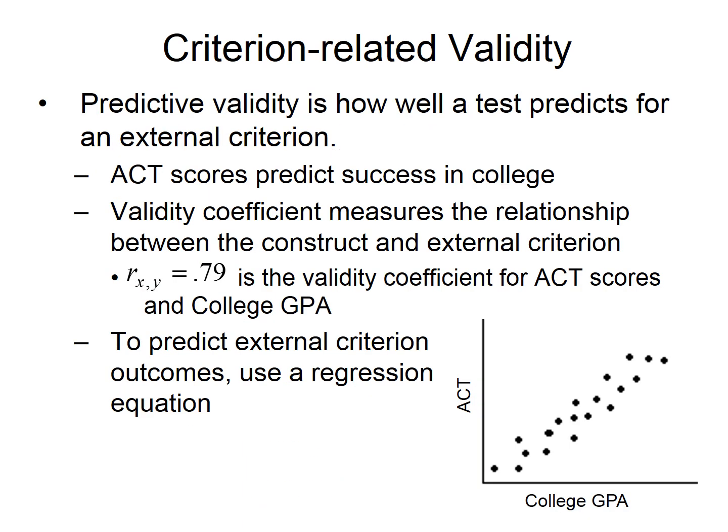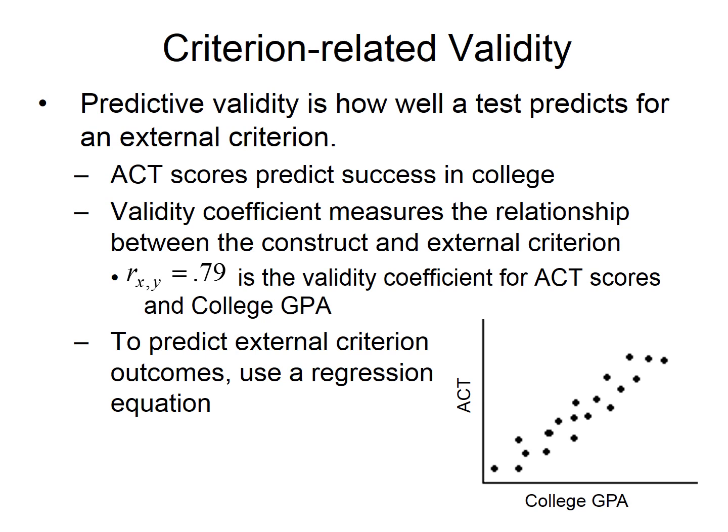So predictive validity is how well a test predicts for an external criterion. And again, the external criterion is a later measure that should be related to our measure. So for instance, ACT or SAT scores are a standardized test given to high school students to determine, or at least to try to determine or predict, their success in college. This would be a predictive validity study.